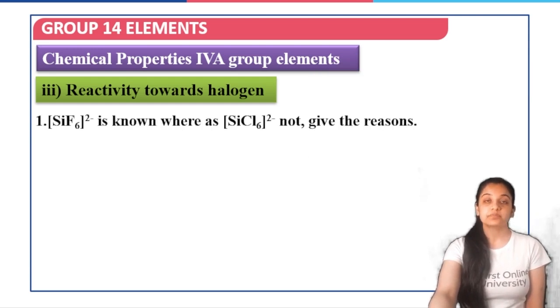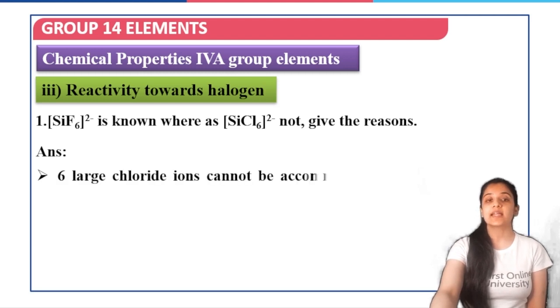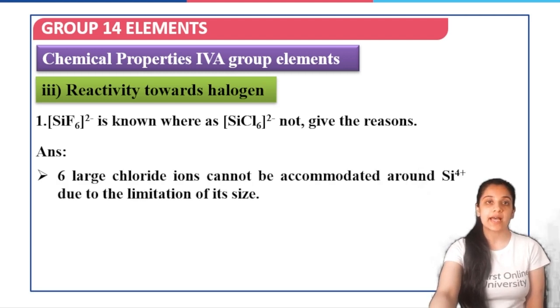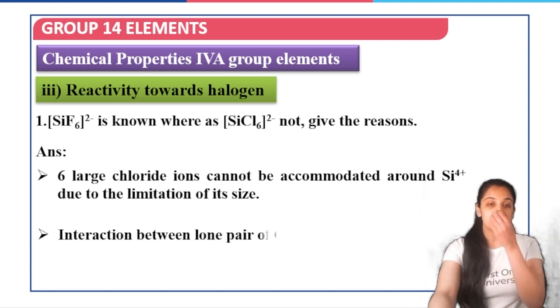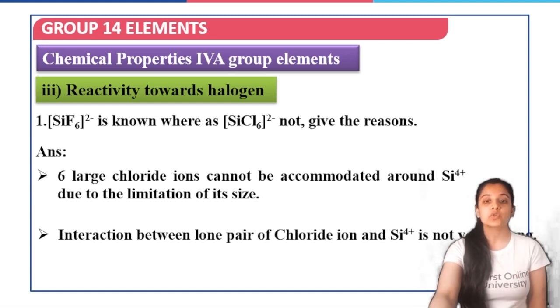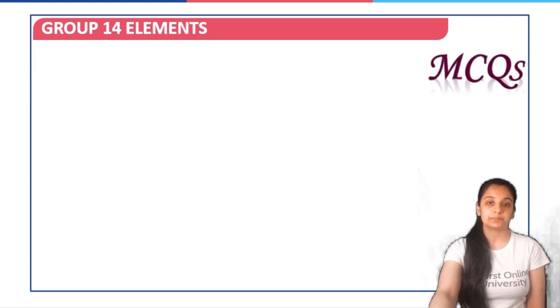SiF6 2 minus is known, but SiCl6 2 minus does not exist. Why? The answer to this is that the chlorine atoms are larger in size as compared to fluorine atoms, and 6 large chlorine atoms cannot be accommodated around Si4 plus, which is small in size and has this limitation because of its small size. Then also the interaction between the lone pairs of chloride ions and Si4 plus is not very strong, as there is the interaction between F minus ion and Si4 plus ion.